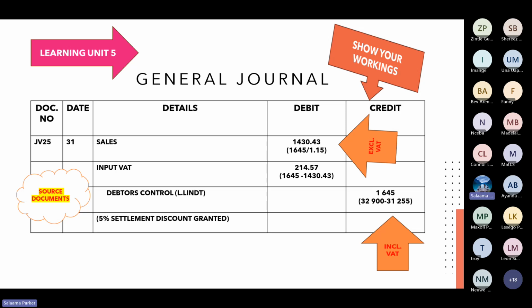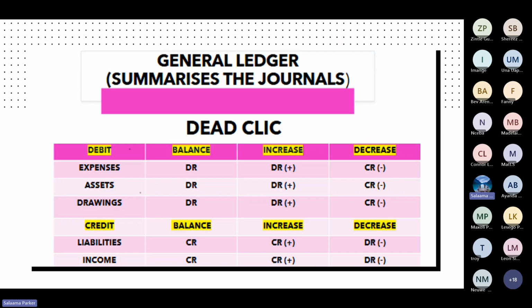Right, so now from the journals, we will do the next part of the question, and that is your general ledger. Guys, this is where you have to remember the debt click rule and also note your opening balances. Always remember expenses will have debit balances, assets, debit balances, drawings, debit balances, debt click, and then liabilities and income have credit balances.